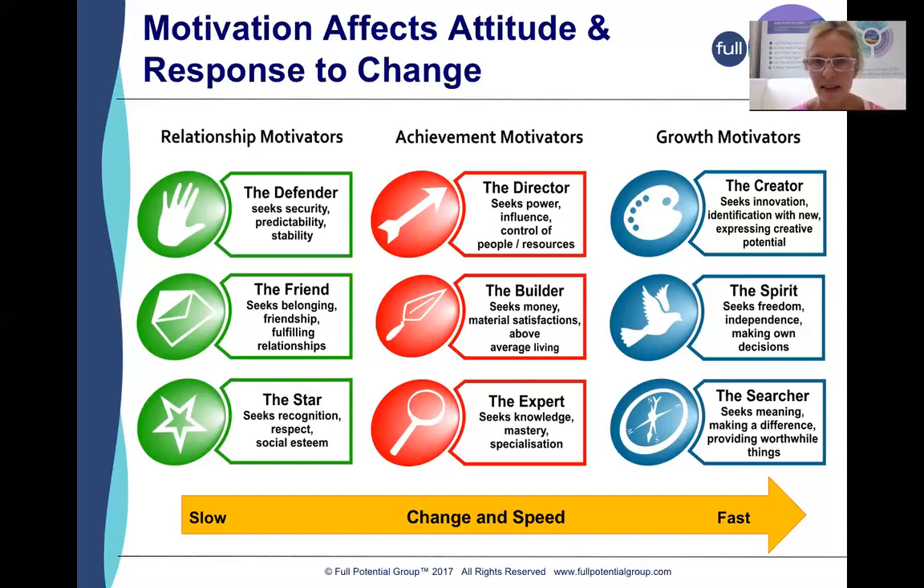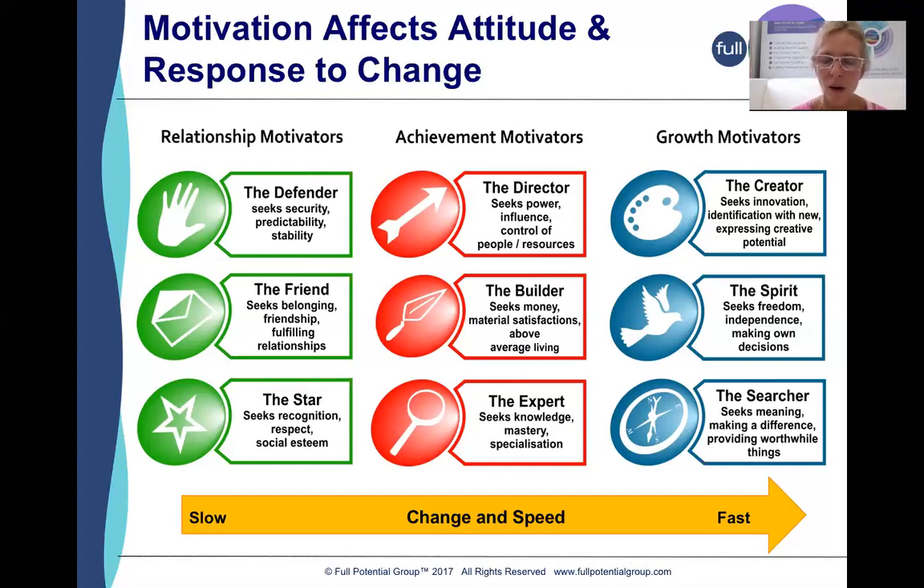The friends can often be quite hurt by change because they're the connectors in a business. We've spoken before about the power of catalytic leaders having networks, so friends are important catalytic leaders, but they don't like change if you're not consulting the people and taking people into consideration as part of it, because for them, fulfilling relationships is what motivates them at work.